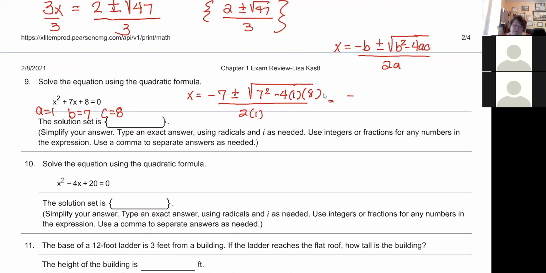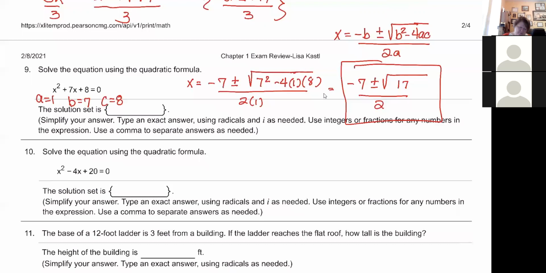Okay, so I get negative 7 plus or minus, take my handy dandy calculator out and calculate 7 squared minus 4 times a times c. That's 49 minus 32, I believe, is 17. All over 2. And you're done. There's no simplification I can do. So that's the answer. And MyMathLab will accept negative 7 plus or minus the square root of 17, the whole thing divided by 2. So you're done. That was pretty easy. It was just plug, no chug, just plug. Okay, let's do the next one.